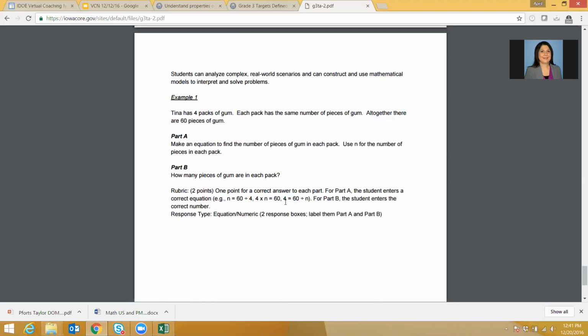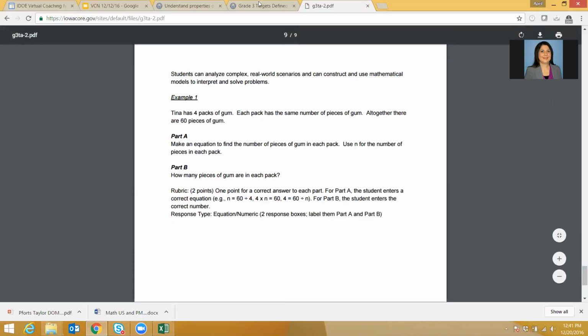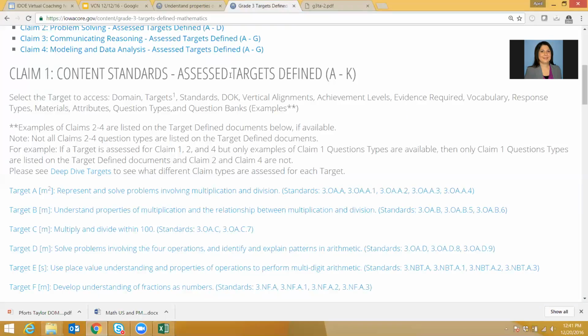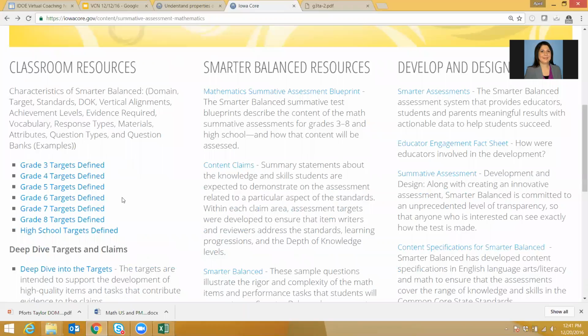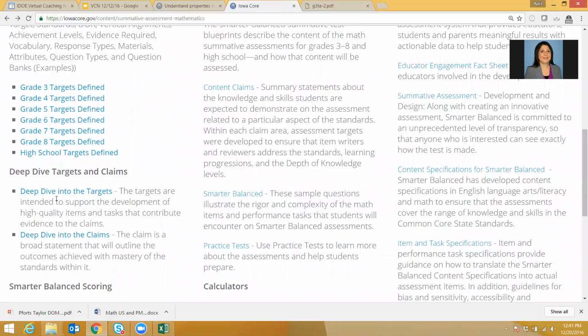And then here's the problem with the rubric for part A, for part B. Again, we have sophisticated enough computer systems that they can grade this accordingly. Now, I wanted to go back here just to touch base a little bit on the deep dive into the targets and into the claims.